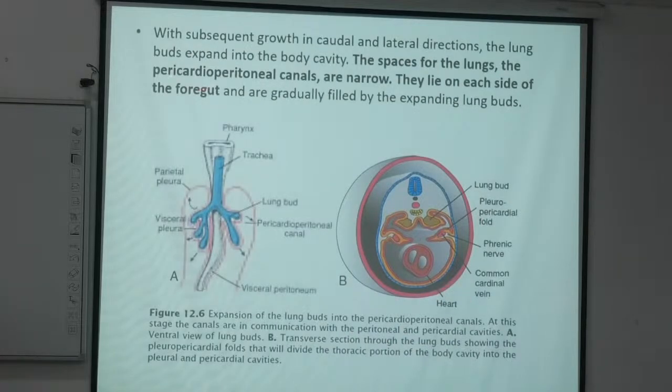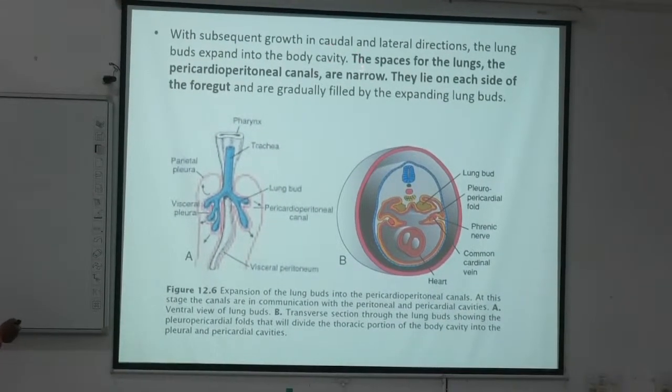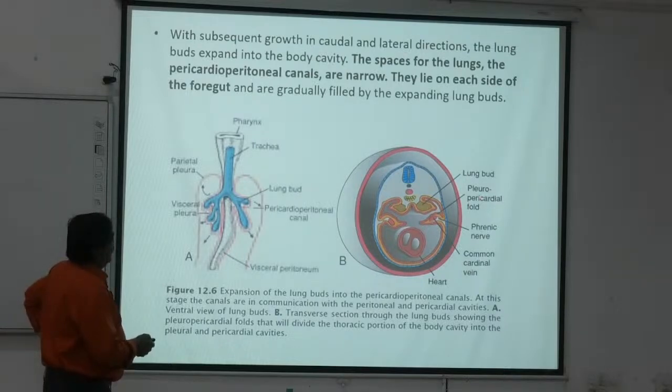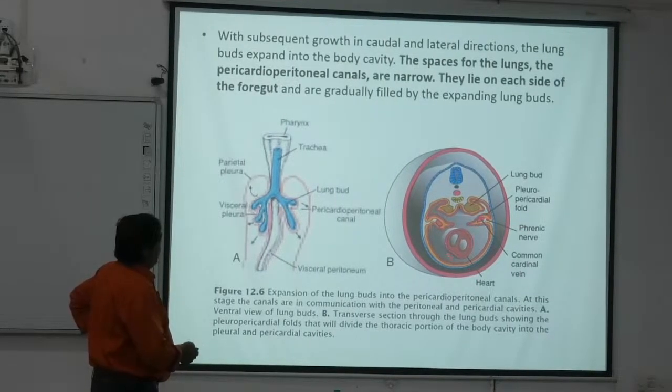Now, with subsequent growth in caudal and lateral directions, the lung buds expand into the body cavity. The spaces for the lungs, the pericardio-peritoneal canals, are narrow. They lie on each side of the foregut and are gradually filled by the expanding lung buds. See, this is the parietal pleura, this is the visceral pleura, these are the lung buds, and this portion is the pericardio-peritoneal canal, with the trachea, pharynx, and the visceral peritoneum. Similarly, the lung bud is there, the pleuropericardial fold, this is the common cardinal vein, the phrenic nerve, and the heart is here.